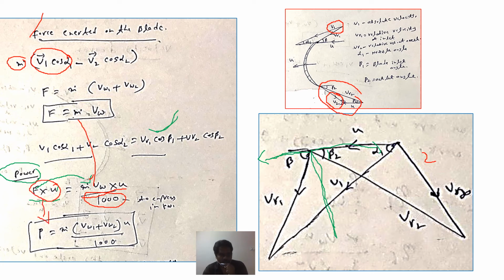So P equals m dot, the mass flow rate, into Vw, where Vw is Vw1 plus Vw2. So here I have written this into U divided by 1000. This is the equation to find the output: P equals m dot into (Vw1 plus Vw2) into U, the blade velocity, divided by 1000.